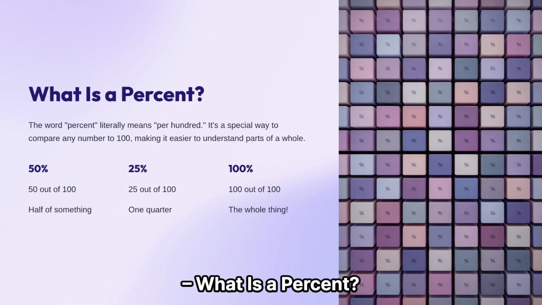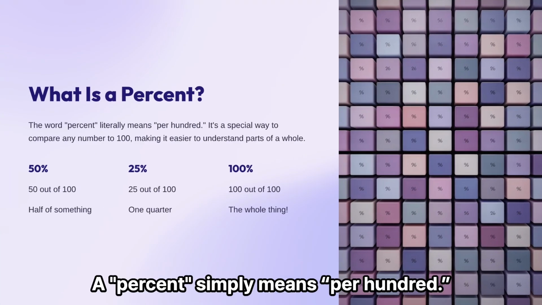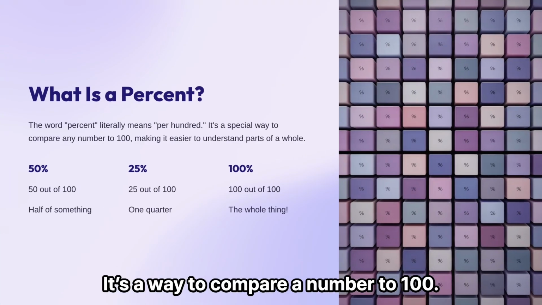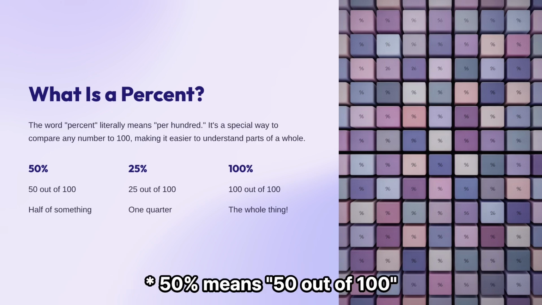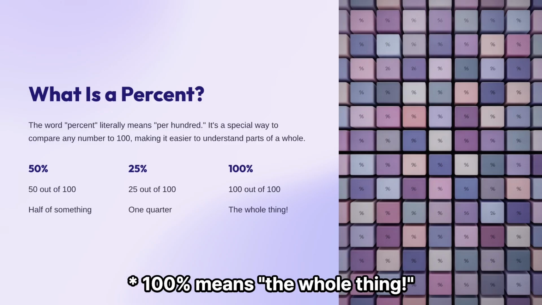First things first, what is a percent? A percent simply means per hundred, which means it's a way to compare a number to 100. For example, 50% means 50 out of 100. 25% means 25 out of 100. 100% means the whole thing.